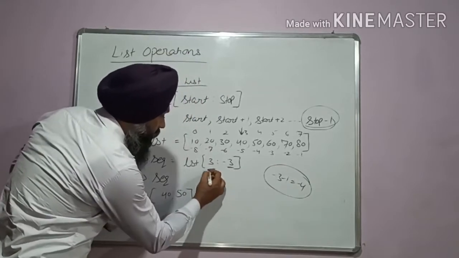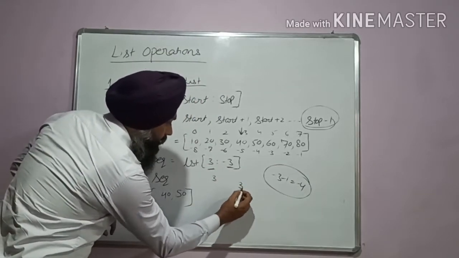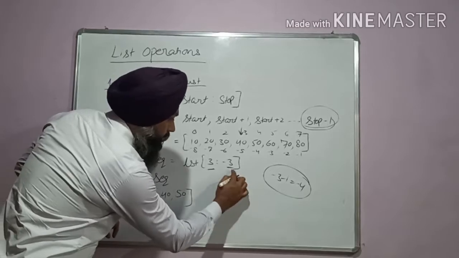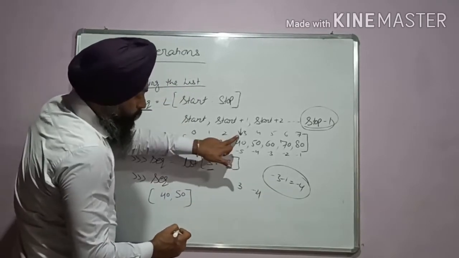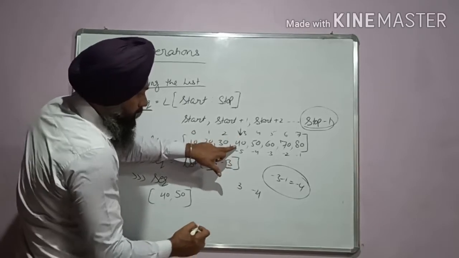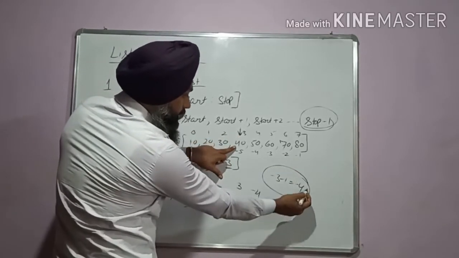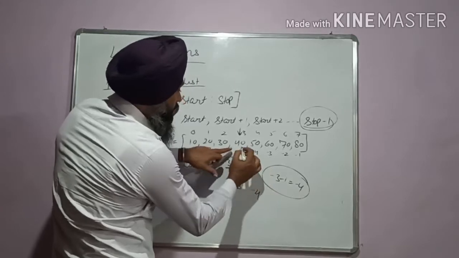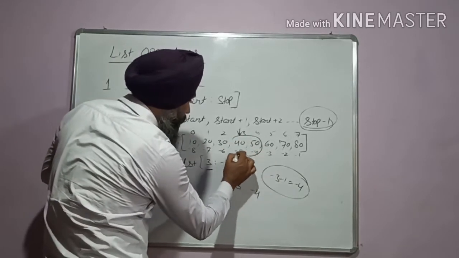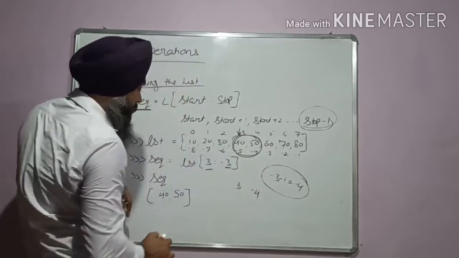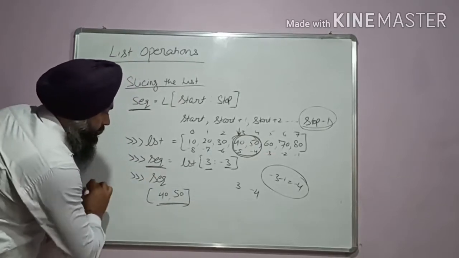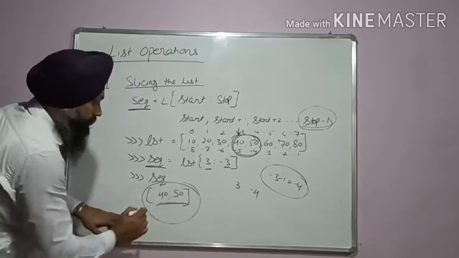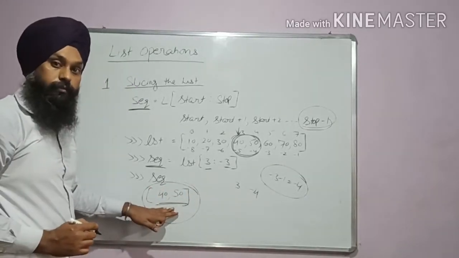Therefore, we will take the values from the positive index 3 to the negative index -4. So at positive index 3 we have 40, and the negative index goes up to -4. So we will take only this part of the list. When we try to print this list, we will get this as our answer.